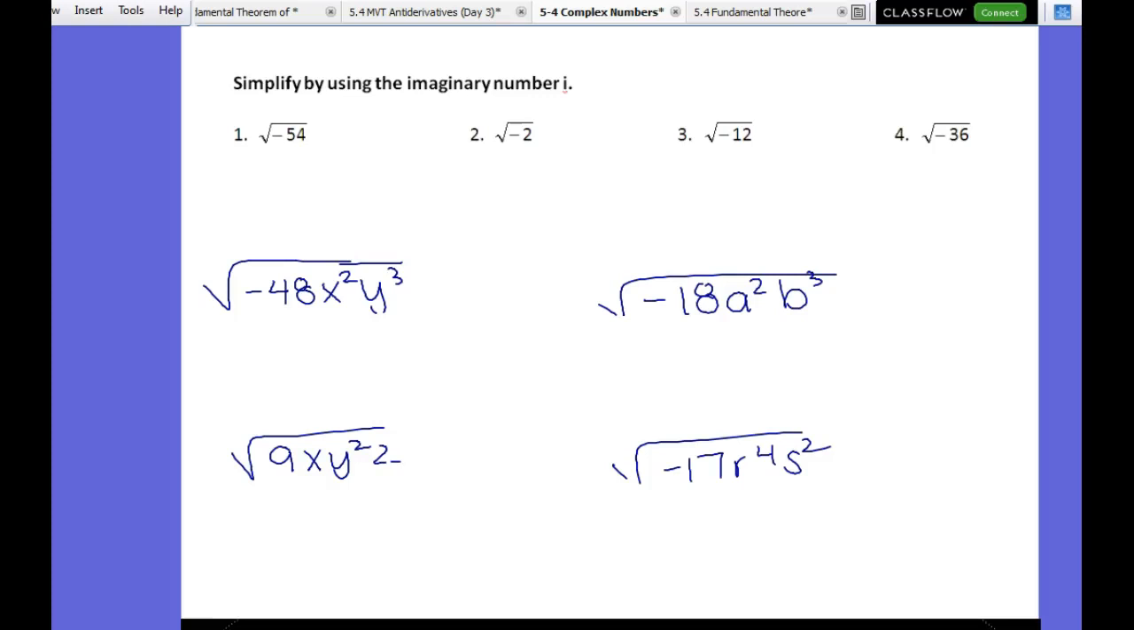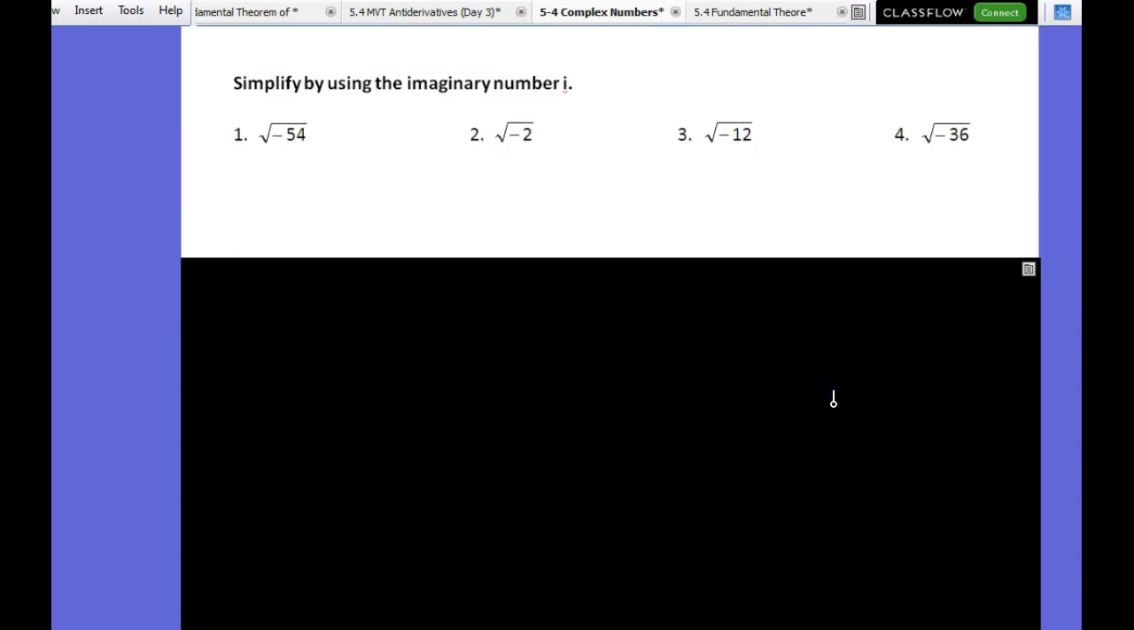Okay, so just to reiterate everything you were doing in your homework last night, if we have a negative, then you automatically think of that problem as being rewritten with an i. So every single one of these will have an i. And then what you want to do is break it down into two numbers where one number is the largest perfect square and the other is kind of like what's left behind. So what pretty big perfect square goes into 54?